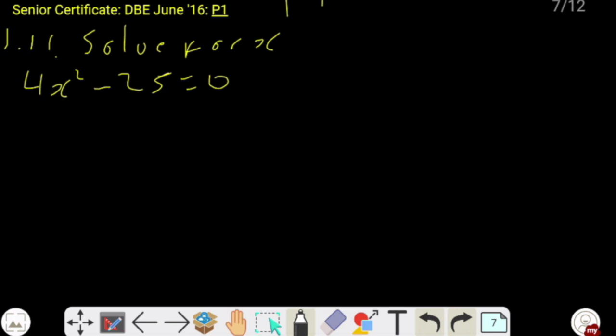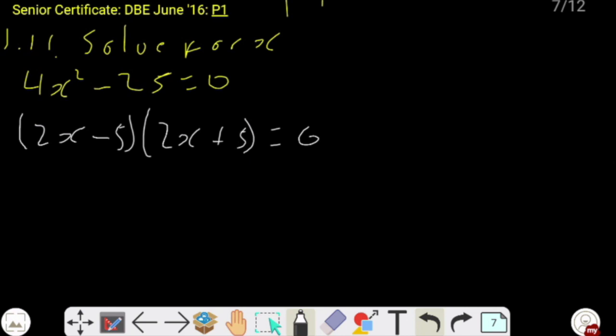Now from this you can straight away get your factors for x. You can straight away get your factors for x, 2x on the other side, and then we can say maybe minus 5 plus 5, meaning your x will equal 5 over 2, or your x will equal negative 5 over 2, right? Or there's a different way of solving this.